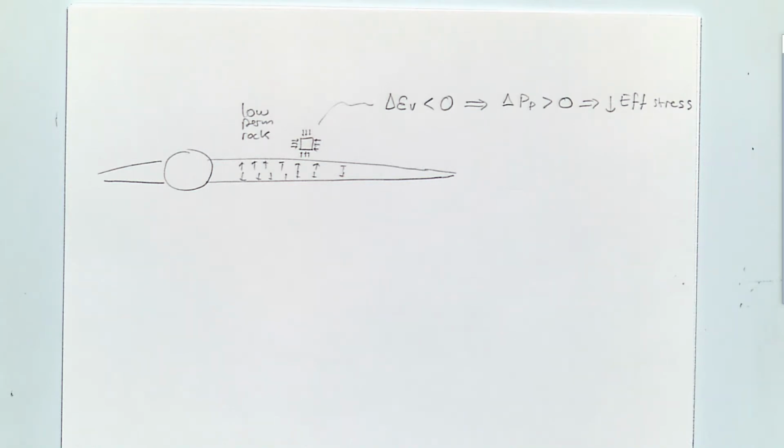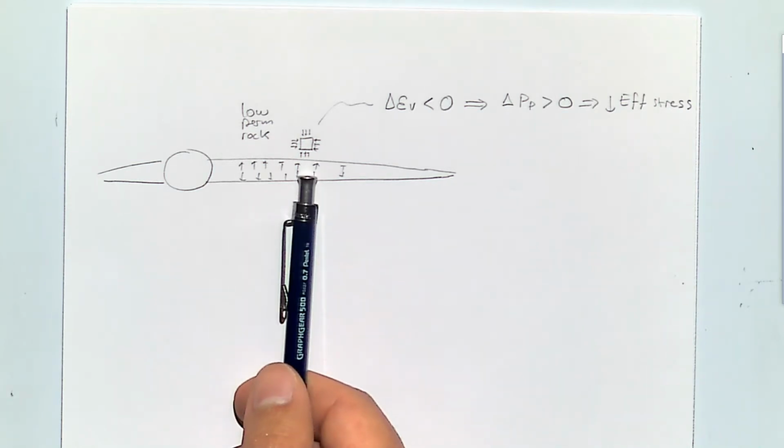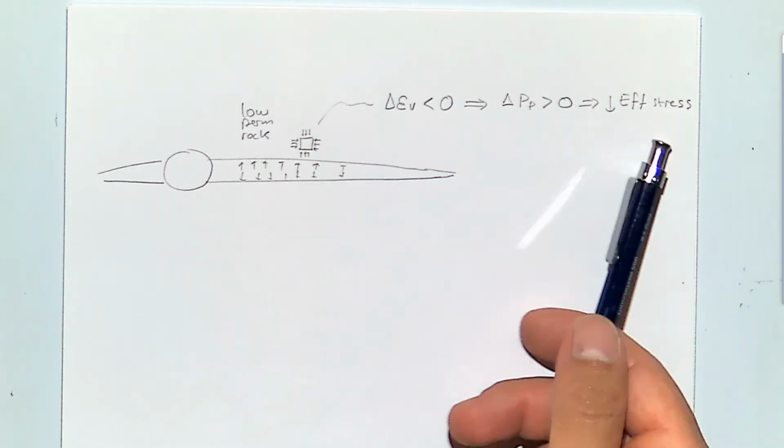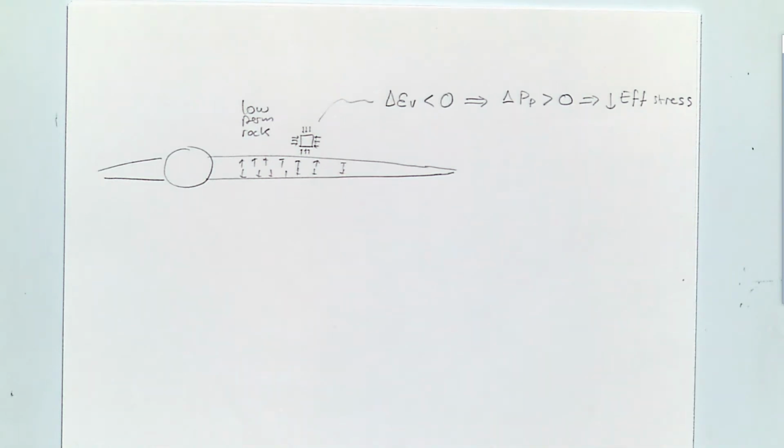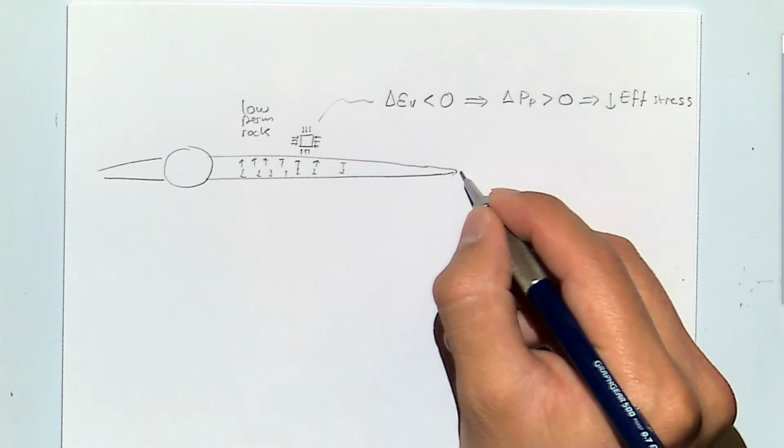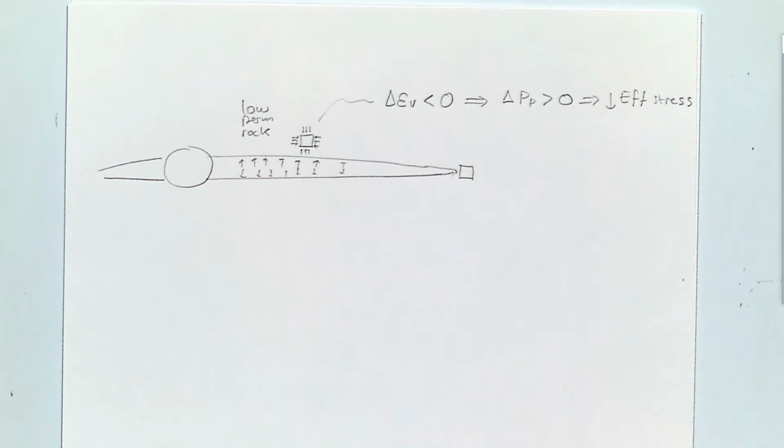Okay, I had one more thing to say about this. So in the face of the fracture, we'll have compression, and that could lead to an increase of pore pressure. What do you think is going to happen at the tip of the fracture?